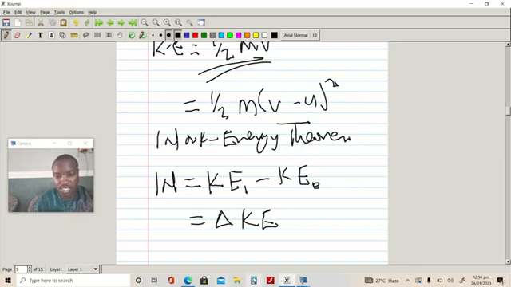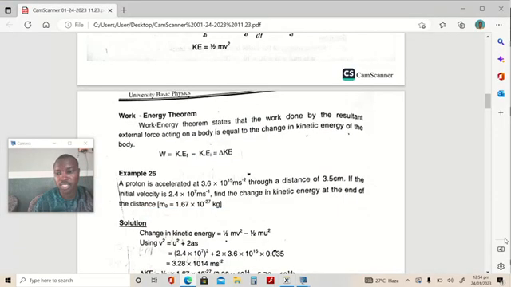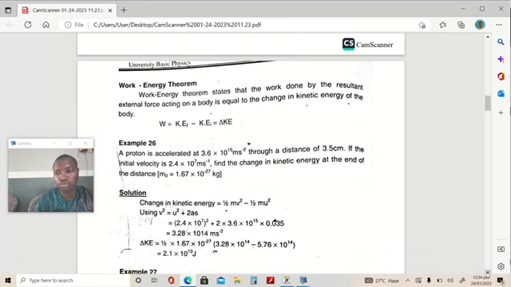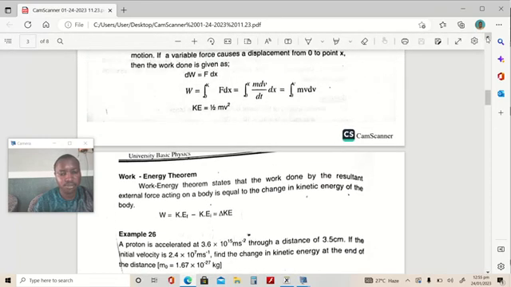Let's see one or two examples before we move on. This question says a proton is accelerated at 3.6 times 10 to the power 15 meters per second squared through a distance of 3.5 centimeters. If the initial velocity is 2.4 times 10 to the power 7 meters per second, find the change in kinetic energy at the end of the distance.